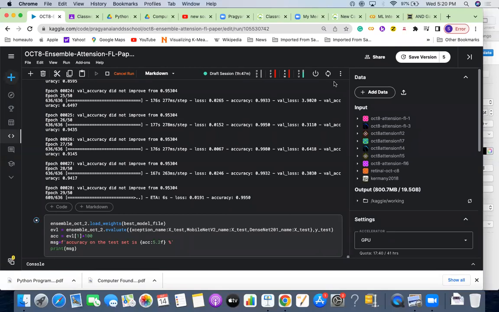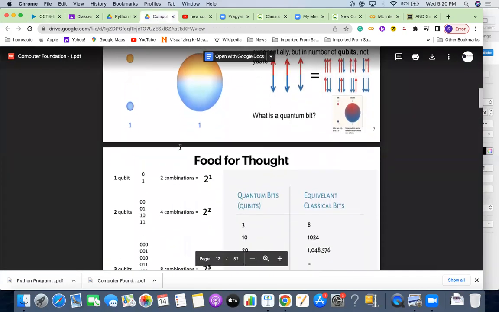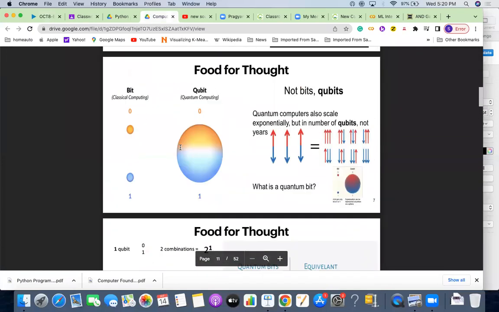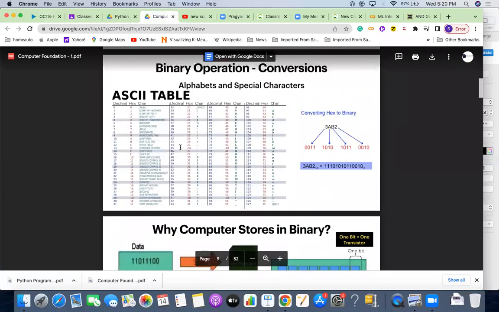But right now quantum computing is in the research stage, not in the manufacturing stage. It's in the early stage actually. So any questions here? Any questions on these things?